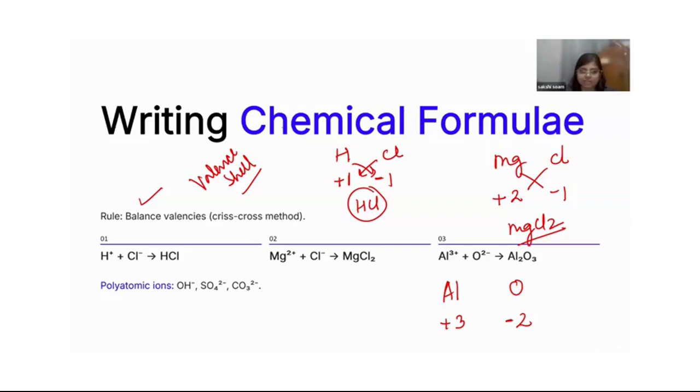For example, oxygen. If I consider oxygen, it has 6 valence electrons, but its valency does not become 6. What is its valency? It is 2 because it needs to gain 2 electrons to become stable. Now, gaining of electrons means the charge would be negative.